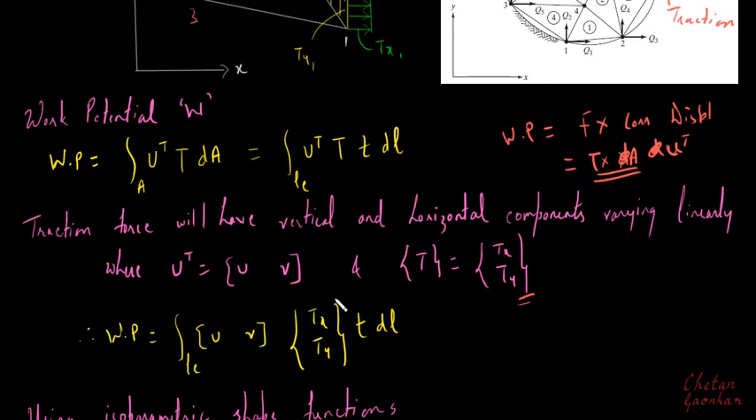Then further, what I will do is substitute these terms u and v and tx and ty here. In place of u transpose, I will write u and v, and in place of t I will write tx and ty. And of course these terms will remain t and dl.